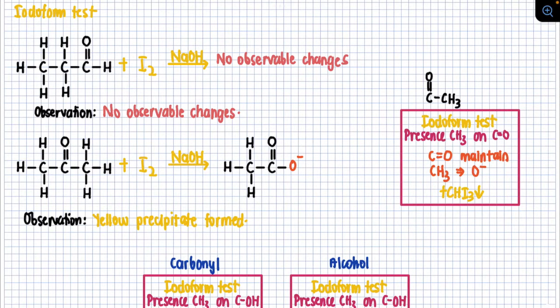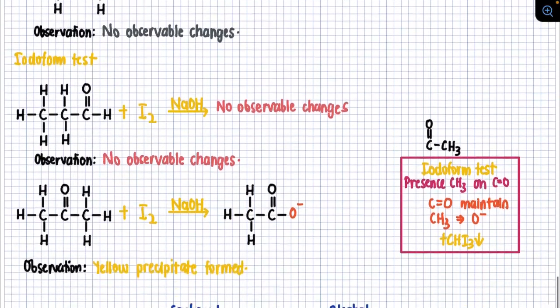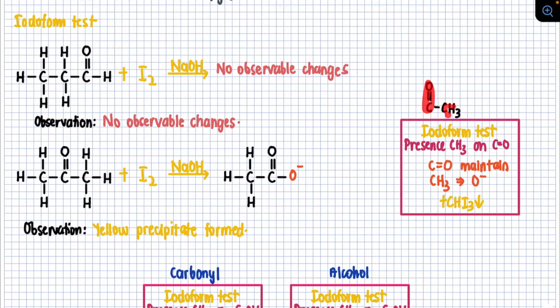Okay, so for the iodoform test, the carbonyl must have C double bond O and CH3 attached to it. So again, our propanal has C double bond O, hydrogen, and CH3CH2 only. So for this reaction, there is no observable change. However, for our propanone, 1, 2, 3 here, because we have C double bond O and CH3, what happens? Remember, the C double bond O will be maintained, but the CH3 will become O minus. Don't forget to include our yellow precipitate, CHI3, with a downward arrow, where the observation is yellow precipitate forms.